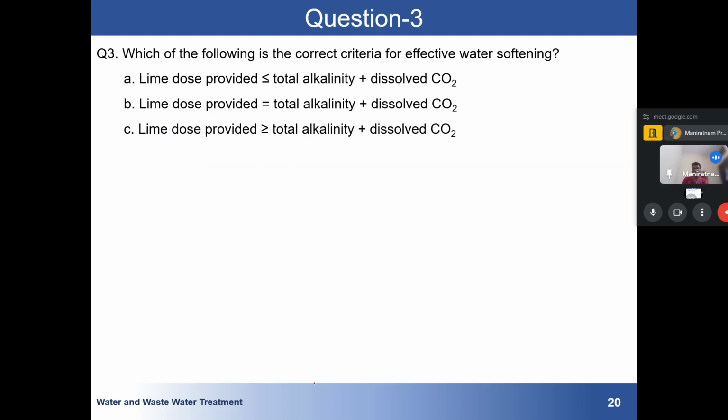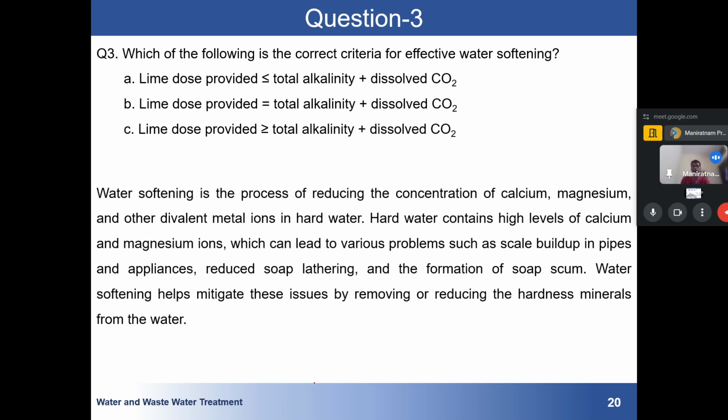Okay, which of the following is the correct criterion for effective water softening? First of all you have to know how water softening is done. Okay, water softening is done by addition of carbonate. First you should know what water softening is. Water softening is a process of reducing the concentration of calcium, magnesium and other divalent cations in hard water. Or you can simply say that if you have hard water, you want to make soft water. So water softening is also referred to as removing the hardness of the water.